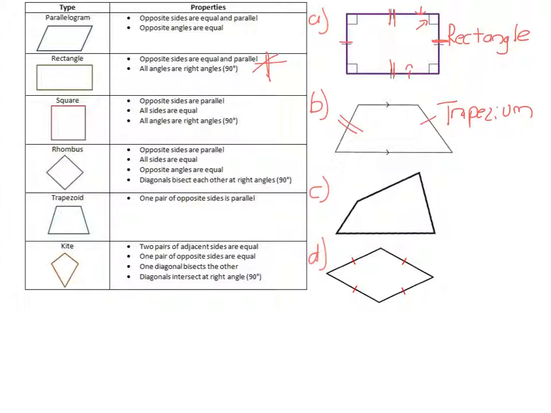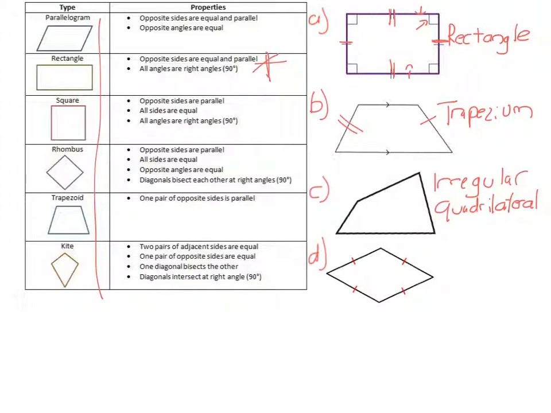Now, if we look at C, it doesn't tell us that there are any equal sides, and just from looking at it, it looks like there are no equal sides. Certainly none of the sides are parallel. So it actually doesn't fit any of the definitions that we have in the table. When that happens, we call it something else. We call it an irregular quadrilateral. Now this name's a bit misleading, because technically anything that's not a square is an irregular quadrilateral. But for our purposes, if it doesn't fit in any of these definitions, just call it an irregular quadrilateral.